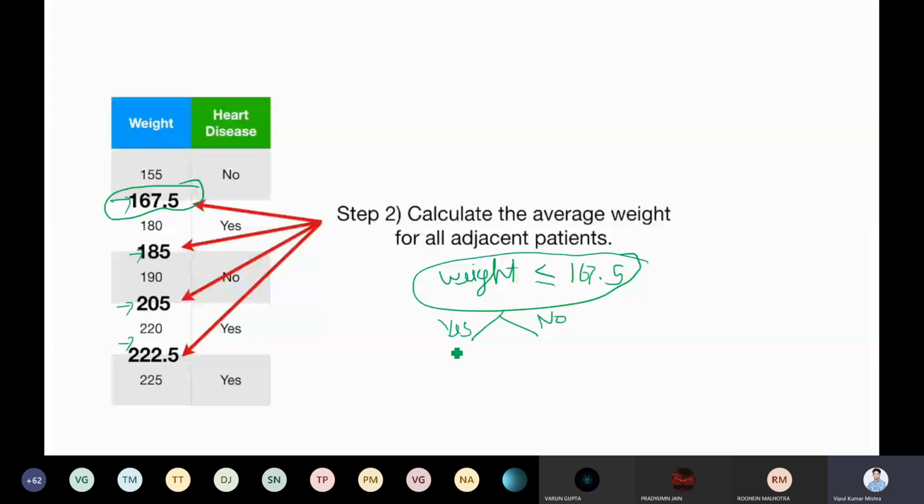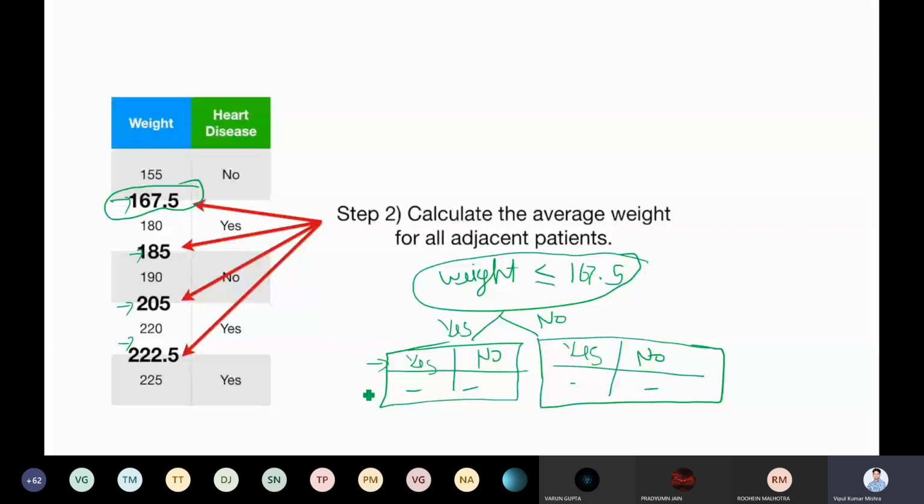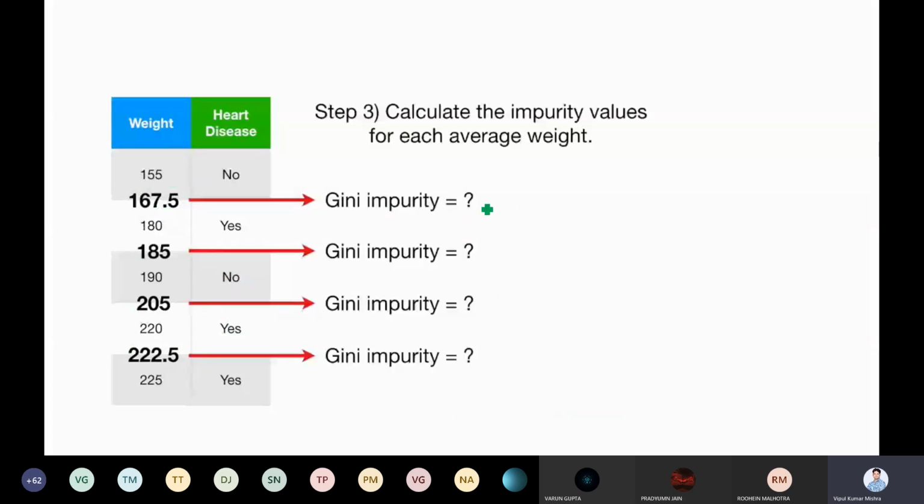In yes you will compute heart disease, yes and no. And once you have this condition, you again compute heart disease. So this is your leaf node, yes and no. Now you will get some number in all the places; this is the output we are talking about. Based on that number, you will compute the Gini impurity.